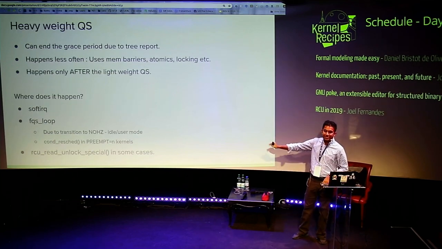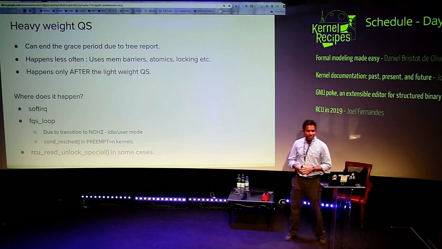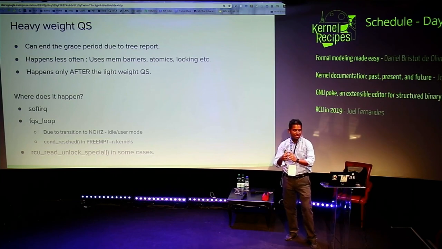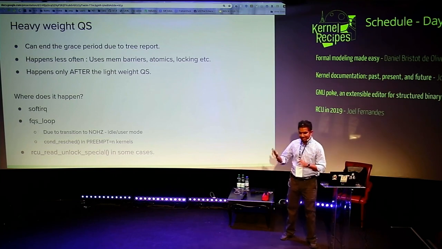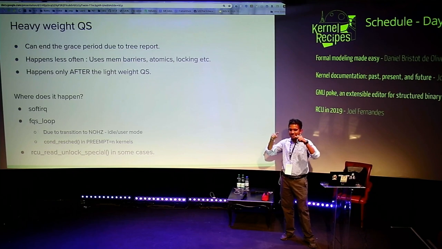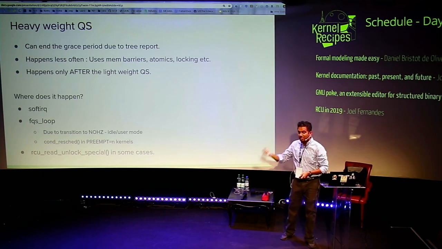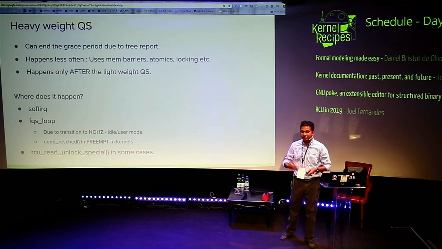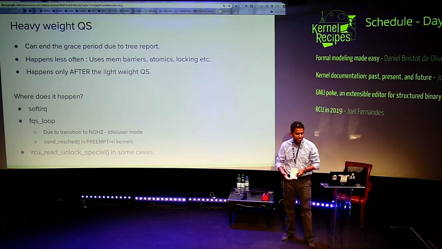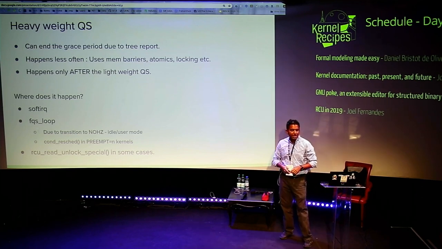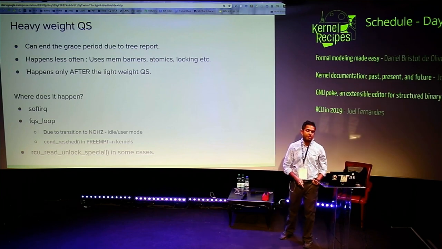Heavyweight quiescent states, on the other hand, are quiescent states that can end the grace period. They do the whole propagation up the tree, and that's expensive. Every time this QS mask is updated and you go up the tree, that requires acquiring locks, and it naturally involves atomic instructions and things like that. So it's not free. And this heavyweight quiescent state can only happen after the lightweight quiescent state has happened.